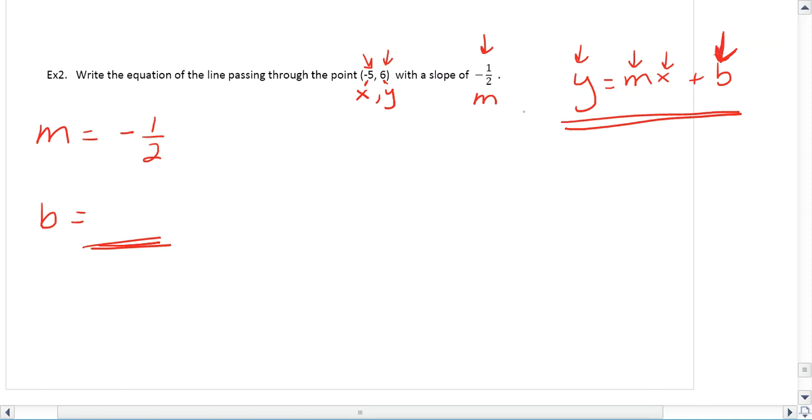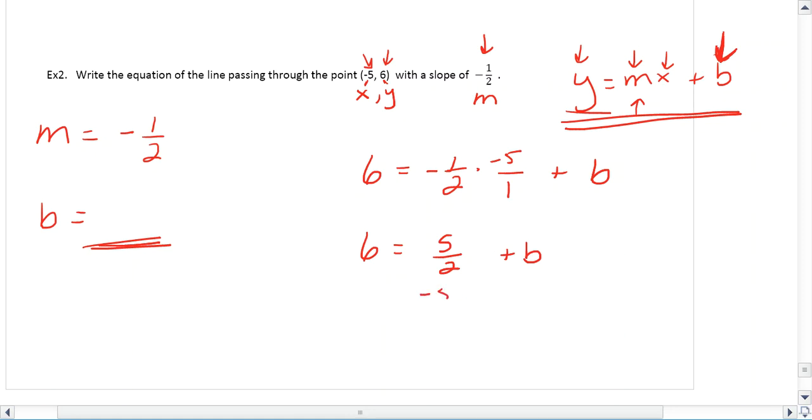So let's plug them in. Where the y is, let's put the 6, then the equal sign. The m is -1/2. The x is -5. So times -5. I'm going to put the -5 over 1 just so we see it as a fraction. And then we have plus b. We don't know what b is. That's what we're going to solve for. So let's multiply negative 1/2 times negative 5, and that would be a positive 5/2 plus b.